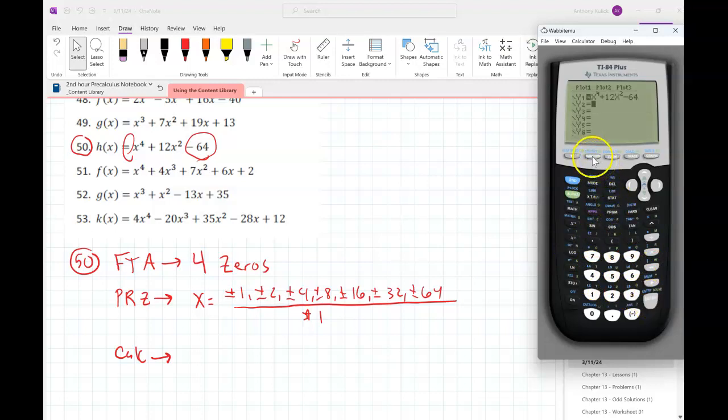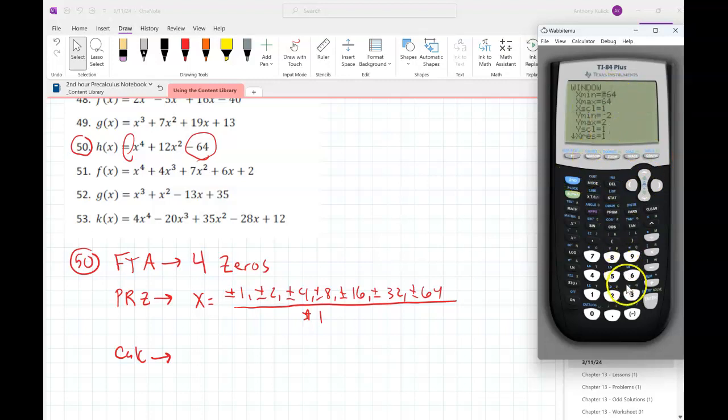So I'll type that into my calculator. I'm going to reset my window from negative 64 to positive 64. Please stop talking. Hit graph and take a look. All of my action looks like it's in here, real close to the x-axis.